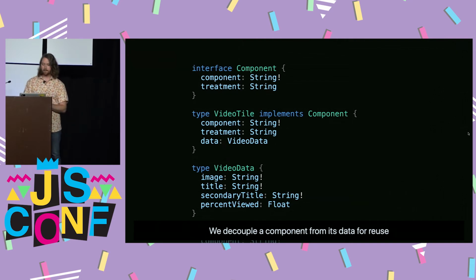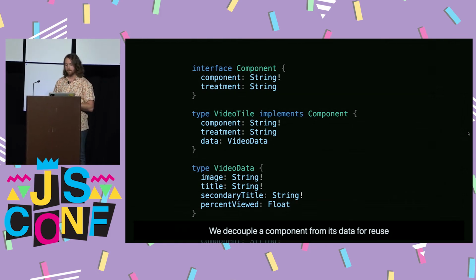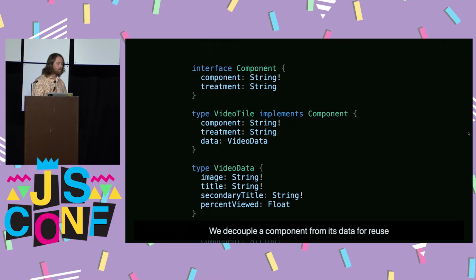Then we have our video tile, and the video tile also has a component and treatment field, and it's going to have a data field like we talked about. And that data field will contain an image, title, secondary title, and percent viewed. We decoupled the data from the component for reuse if another component type might need video data.